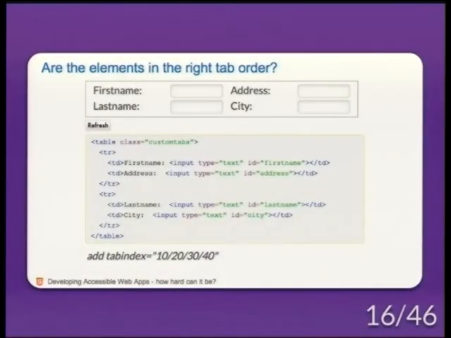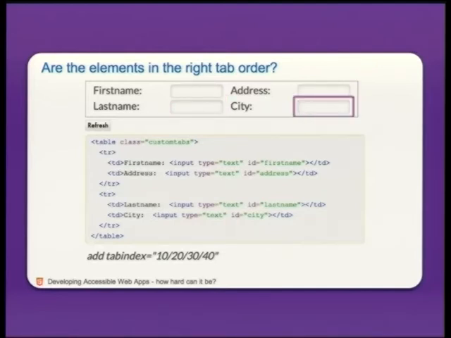Okay, so we've done tabindex, which means we've made elements reachable with the tab key. Tab and enter is what we care about. Just to recapitulate, now we've got a certain DOM order here. In this one, you'll see that first name comes first, then goes to address, then to last name, then to city.